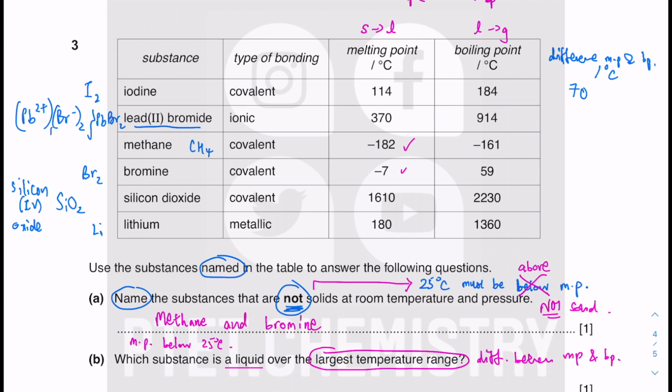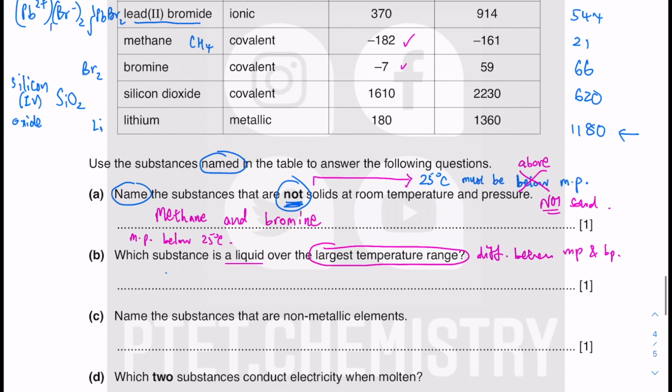So this is 544. Careful with minus 161 and then minus 182, so there's 21 degrees Celsius. 59 minus 7. A lot of students always make the mistake of not understanding well the simple maths, I guess. All right, and this is on your calculator. Imagine doing it manually. You might even make more mistakes. So the largest difference between melting and boiling point is this. Therefore, lithium remains a liquid over the largest temperature range. So this has to be lithium.